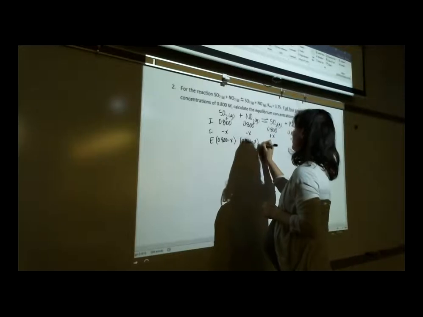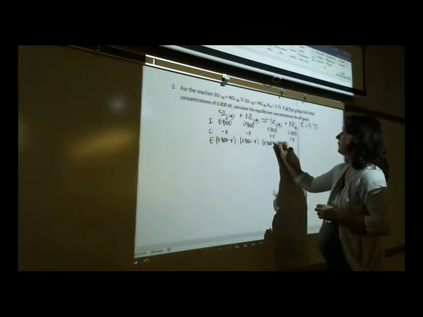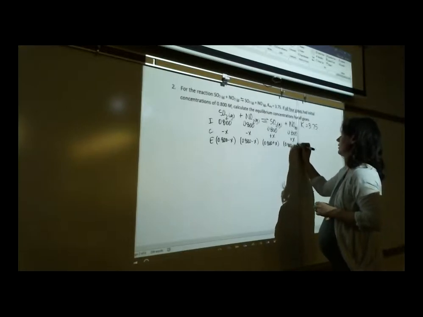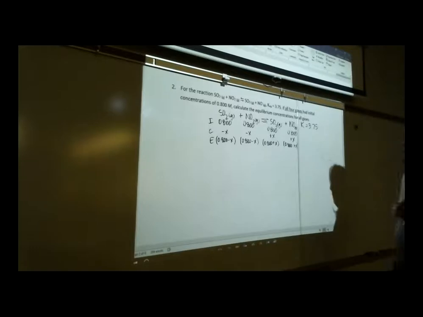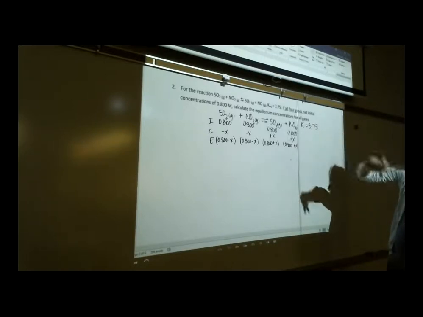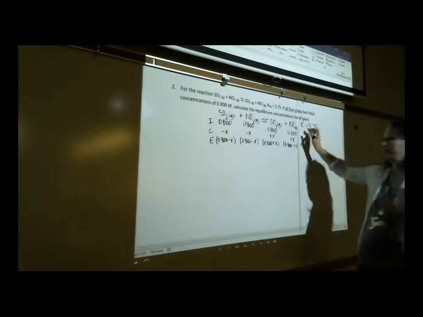0.800 minus X, 0.800 plus X, and 0.800 plus X. So how do I solve for X? What do I have to use? I'm stuck unless I do something. I have to use my equilibrium constant, right? If I know the value of K, now I can solve for X. Because if I didn't know K, then I'm really up the creek. But I know K, right?